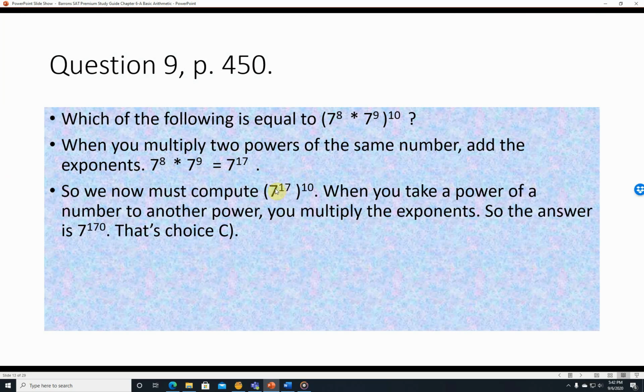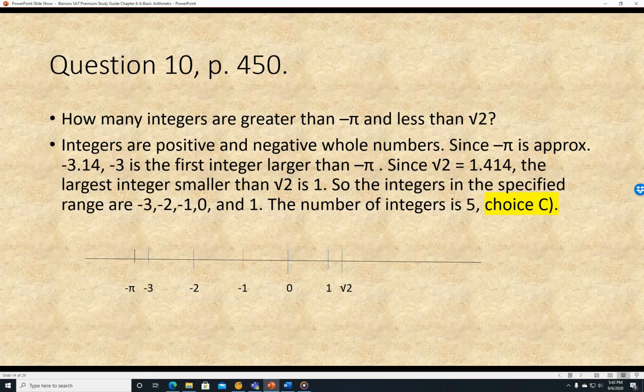So now we must compute 7 to the 17th to the 10th power. When you're taking a power of a number, like 7 to the 17th, to another power, you're taking that whole thing to the 10th power, you just multiply the exponents. So the answer is 7 to the 170th power, which must be a really huge number. Anyway, that's choice C. Question 10, page 450.